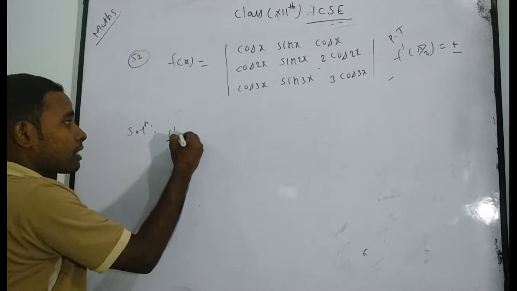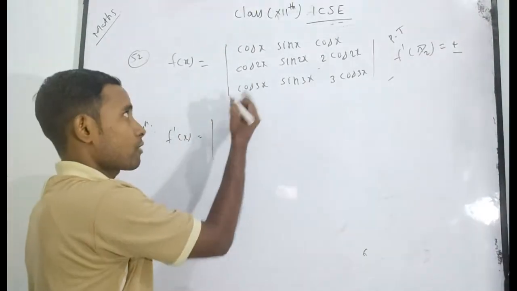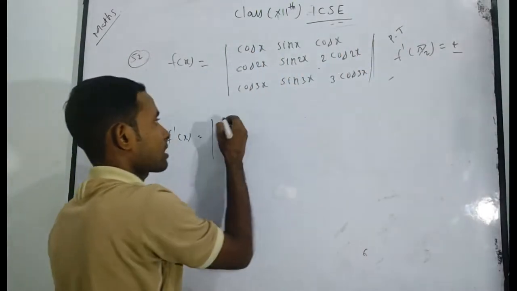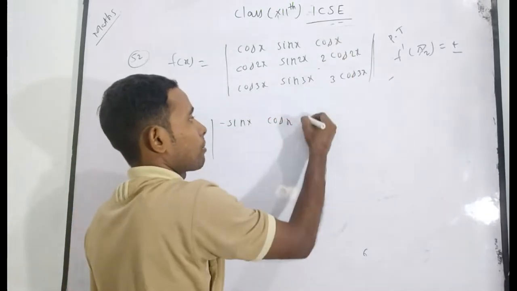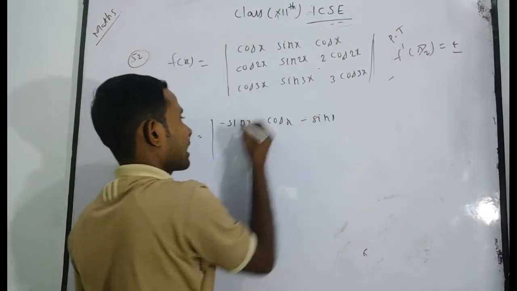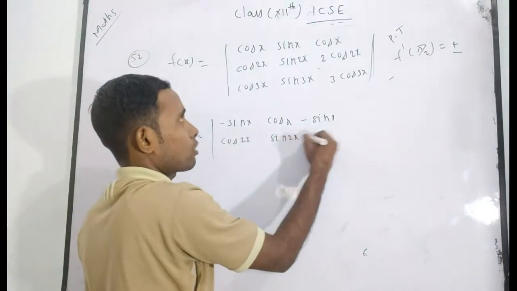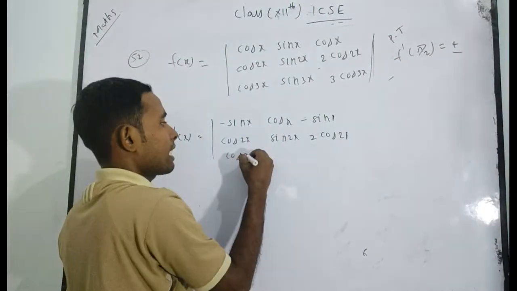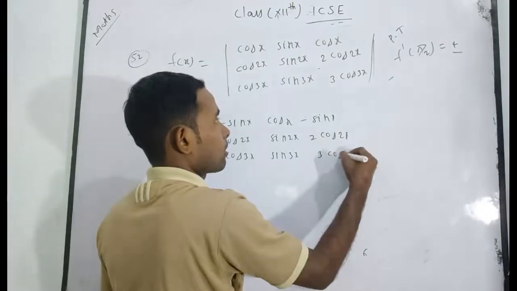First differentiate. As you know the derivative of this function, first differentiate the first row. Here the derivative of the first row: cos x derivative will be minus sin x, sin x derivative will be cos x, and cos x derivative will be minus sin x. The second and third rows remain the same: cos 2x, sin 2x, 2 cos 2x, and the third row cos 3x, sin 3x, 3 cos 3x.